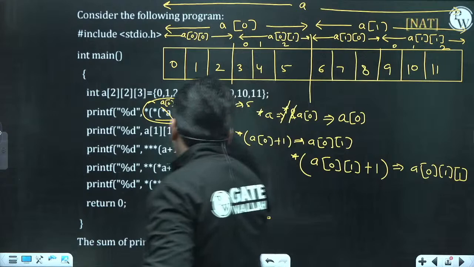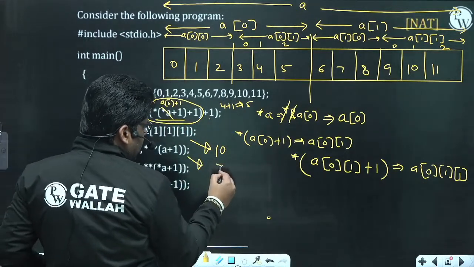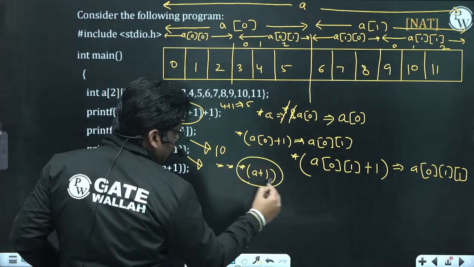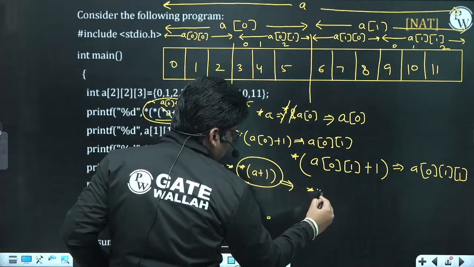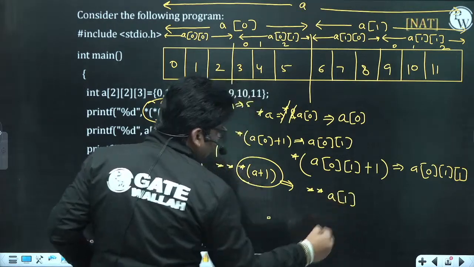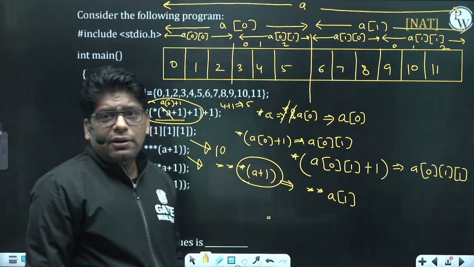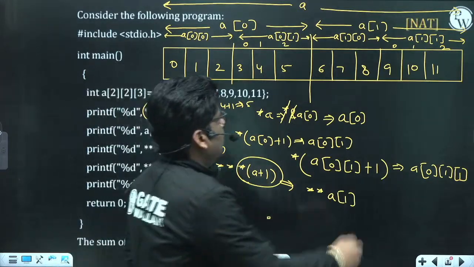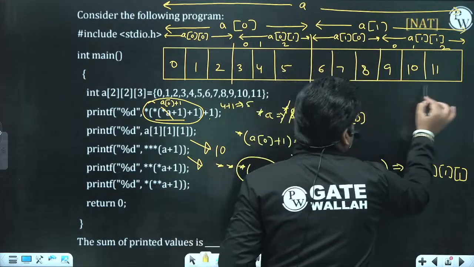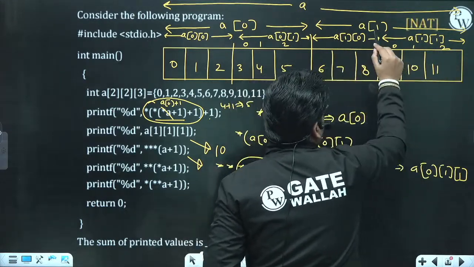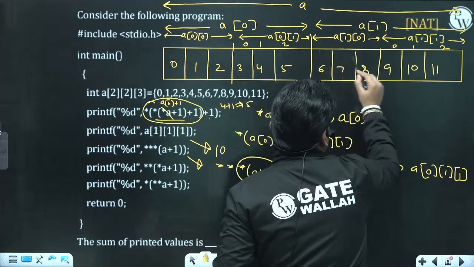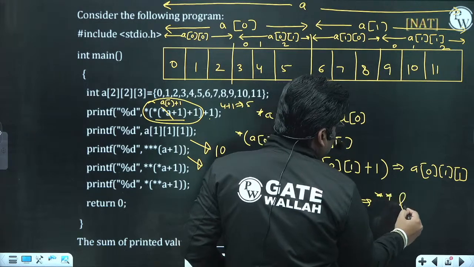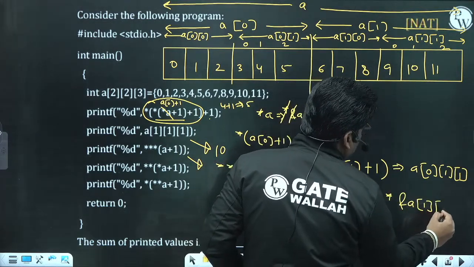Done, sir. What about this? What about this, sir? Star star star A plus 1. If you focus, this becomes A of 1. So actually we can write it like this: star star A of 1. What is A of 1? A of 1 is an address. A of 1 is an array name. Sir, A of 1 represents this array. And an array name always represents the address of its very first element. That means A of 1 is actually representing the address of A10.